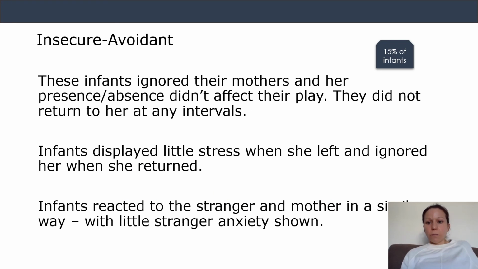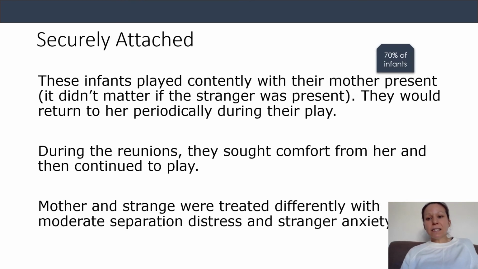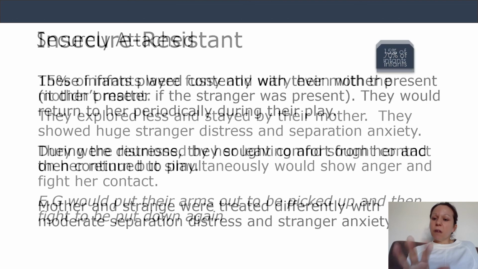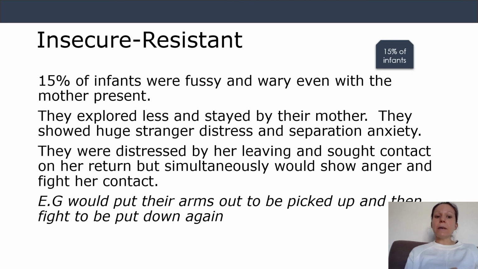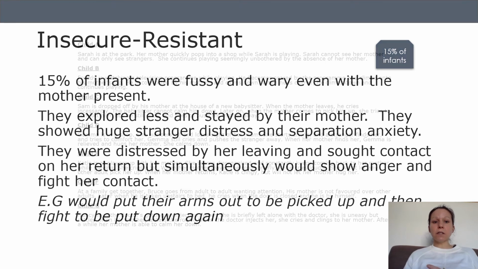I've said most of that, so I'm not going to repeat myself, but we're talking approximately, these are very approximate numbers, and you'll see slightly different numbers in different books and studies, because as I say, this study has been replicated thousands of times and it does vary between cultures. But we're talking about 15% of infants will be insecure avoidant, and between 70 and 80% of infants will be secure, and around about 15% will be insecure resistant. And we've talked about those same sorts of behaviours. Okay, and you've obviously got this PowerPoint to refer back to.